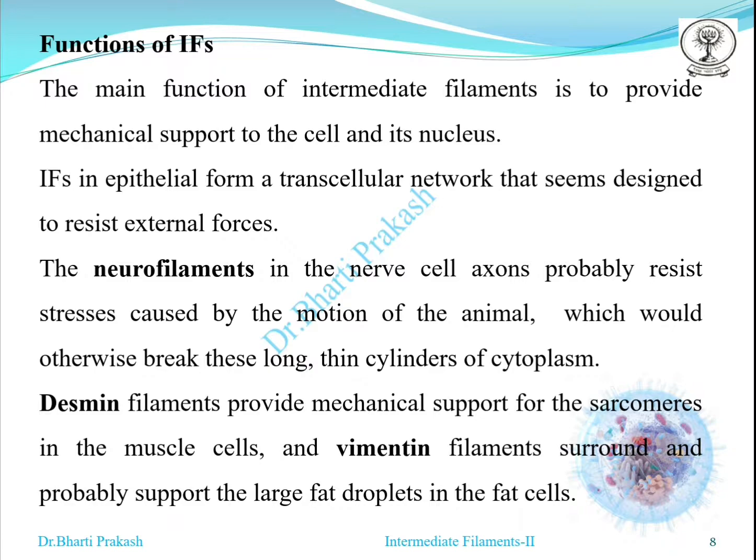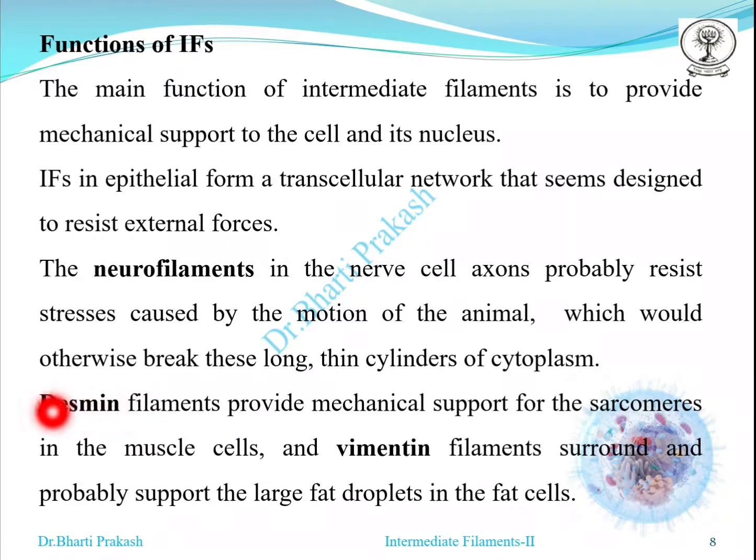The functions of intermediate filaments. The main function of intermediate filaments is to provide mechanical support to the cell and its nucleus. In the epithelial cells, the intermediate filaments form a transcellular network that seems designed to resist external forces. The neurofilaments in the nerve cell axons probably resist stresses caused by the motion of the animal, which would otherwise break these long, thin cylinders of cytoplasm.